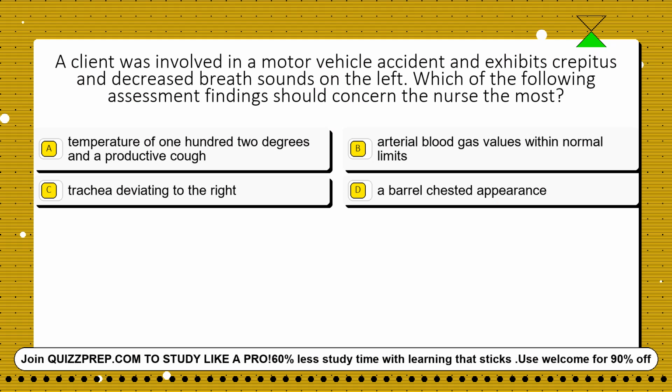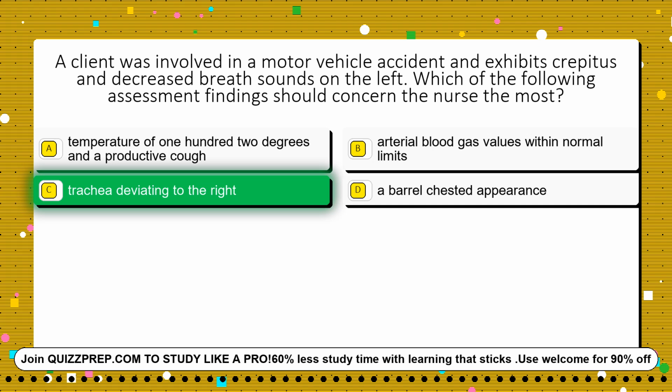Question 1. A client was involved in a motor vehicle accident and exhibits crepitus and decreased breath sounds on the left. Which of the following assessment findings should concern the nurse the most? Option A, a temperature of 102 degrees and a productive cough. Option B, arterial blood gas values within normal limits. Option C, a trachea deviating to the right. Option D, a barrel-chested appearance.